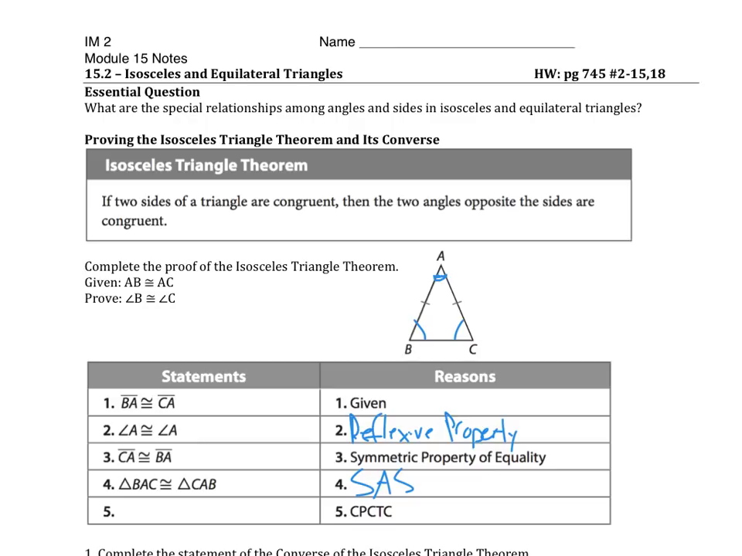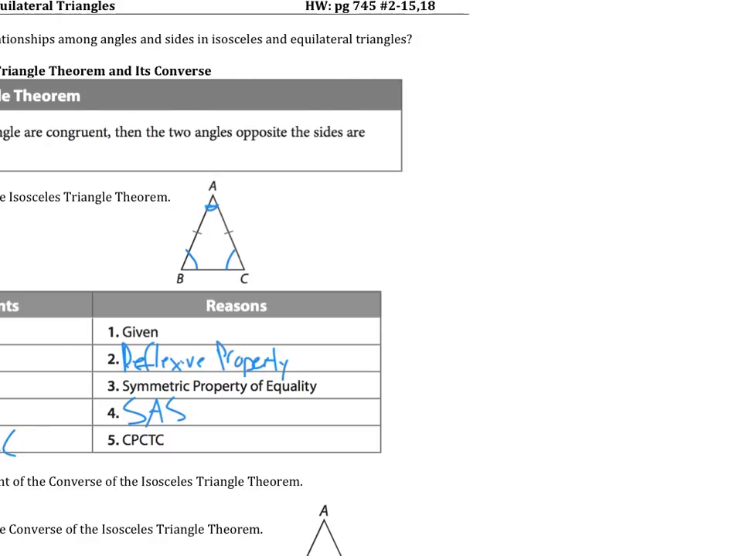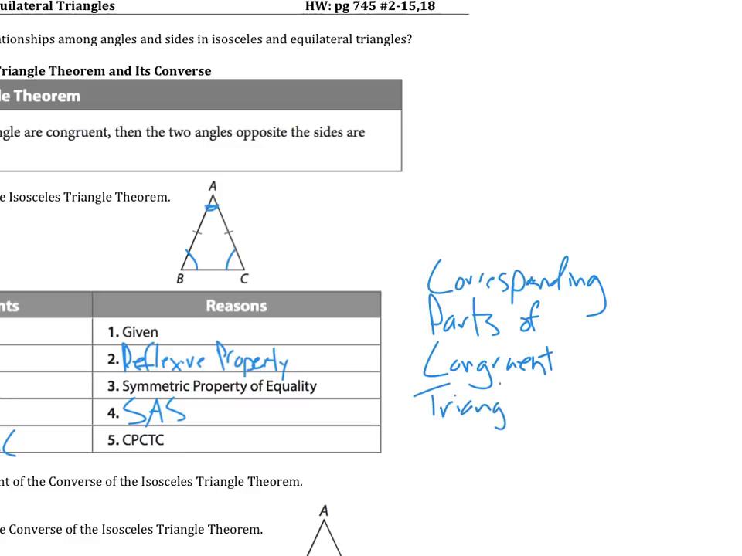And then because of that, we have angle B, which is now congruent to angle C. And the reason for that is what is shorthand CPCTC, which stands for corresponding parts of congruent triangles are congruent.